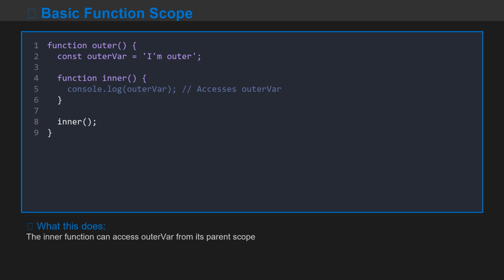We have an outer function with a variable called outer_var. Inside it, we define an inner function. Notice how the inner function can access outer_var even though it's declared in the outer function. This is the core concept of lexical scope.